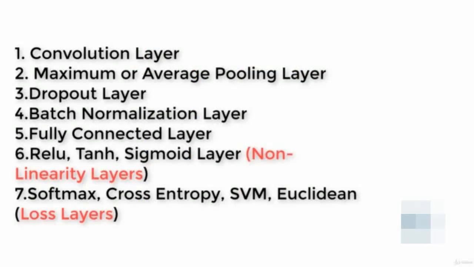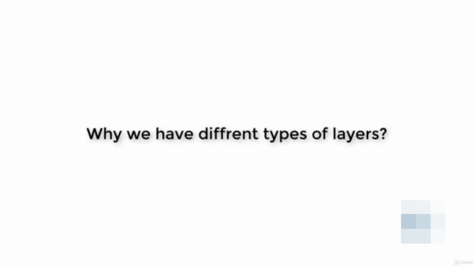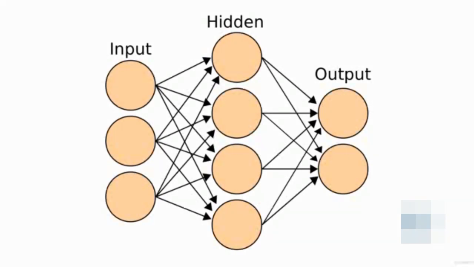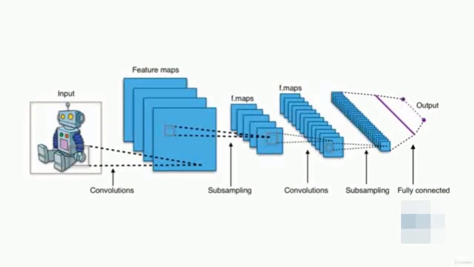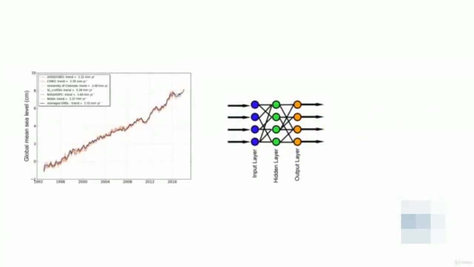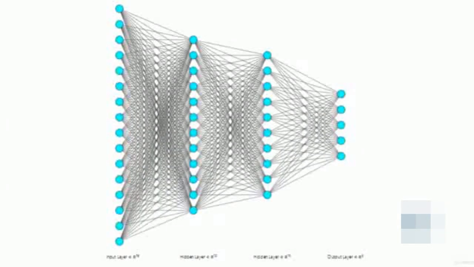Pooling layer, dropout layer, batch normalization layer, and so on. But the question is why we have different types of layers. Different layers perform different transformations on their inputs, and some layers are better suited for some tasks than others. For example, a convolution layer is usually used in models that are doing work with image data. Recurrent layers are used in models that are doing work with time series data. For now, we will keep our focus on layers in general, and we will learn more in depth about specific layer types as we dig deeper into deep learning.